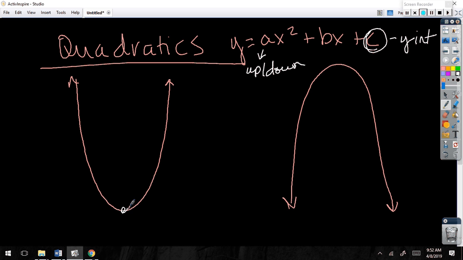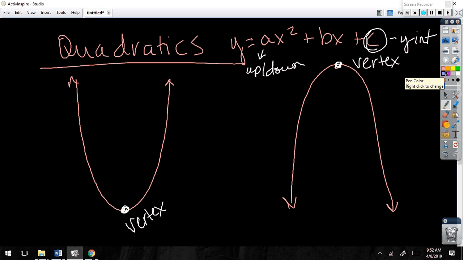That's exactly right. This point, we learned a new word for that Friday, is the vertex. Some people refer to it as a turning point. It makes sense if you look at the graph, because I'm going down, down, down, and I stop going down at the vertex and start going up. That's why it's called a turning point. What else do you know?